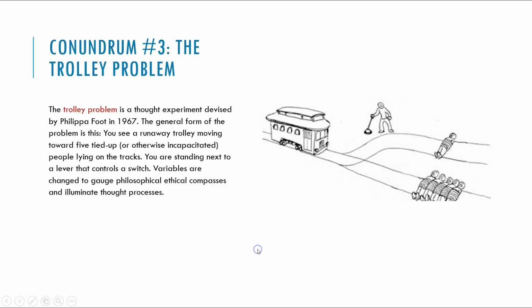And the third conundrum I hope you learned is the trolley problem. The trolley problem is a thought experiment that was devised by Philippa Foot in 1967. The general form of the problem is this. You see a runaway trolley moving toward 5 tied up or incapacitated people lying on the tracks. You are standing next to a lever that controls a switch. And, again, the variables are changed to gauge your philosophical and ethical compasses and illuminate your thought processes. So would you let nature take its course and hit the 5 people? That's just what happened. Or would you pull the lever to hit one person? Now, if you pull that lever, are you murdering this person or are you saving 5 people?